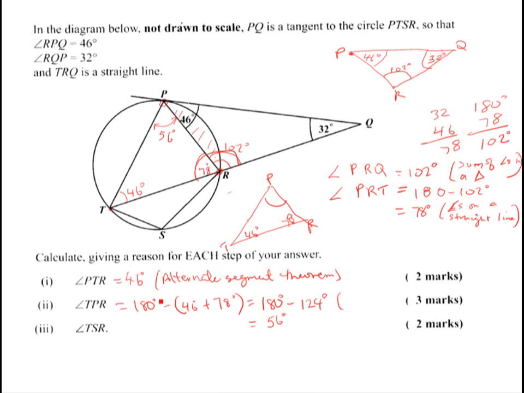And don't forget our reason for this: the sum of angles in a triangle. This is the angle symbol. This is the triangle symbol. Okay, so now we're down to TSR, T to S to R. So we have to find this angle here, from T to S to R.